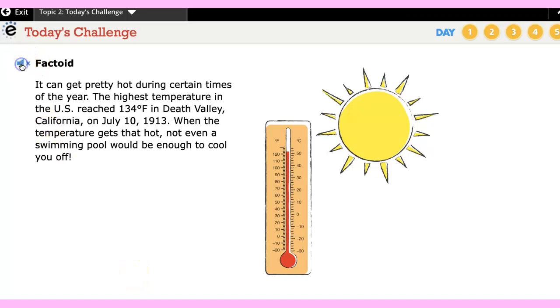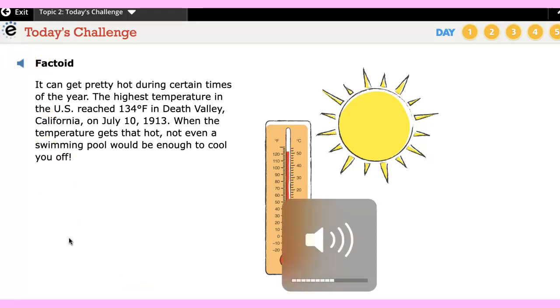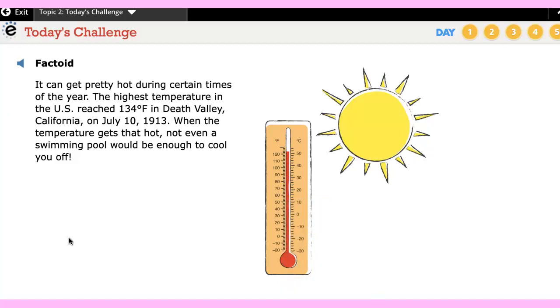Let's listen to this factoid. It can get pretty hot during certain times of the year. The highest temperature in the U.S. reached 134 degrees Fahrenheit in Death Valley, California, on July 10, 1913. When the temperature gets that hot, not even a swimming pool would be enough to cool you off.